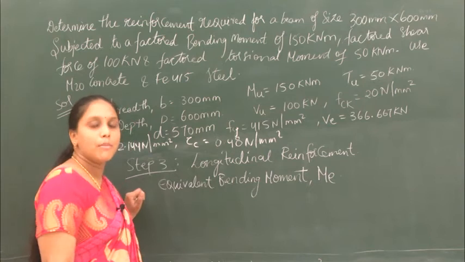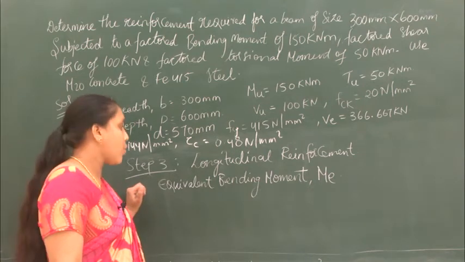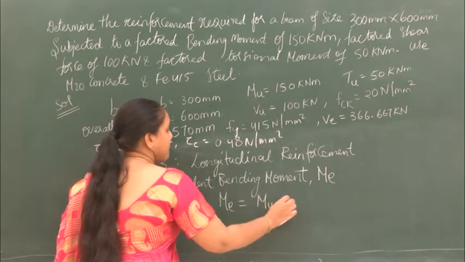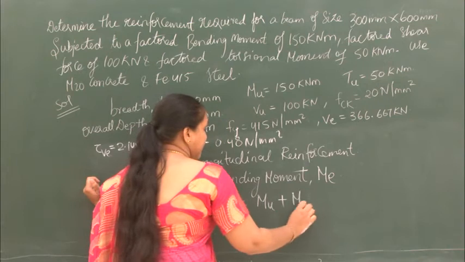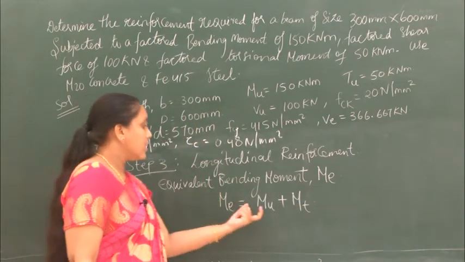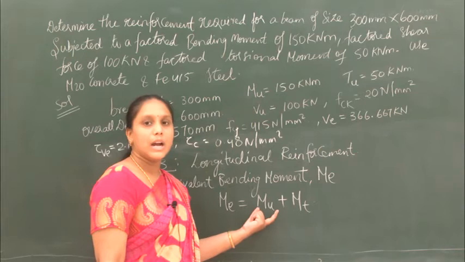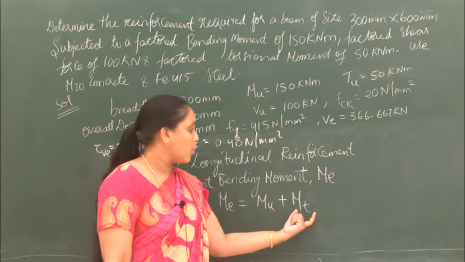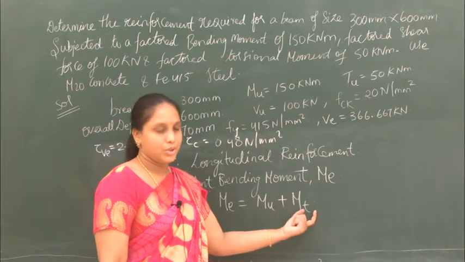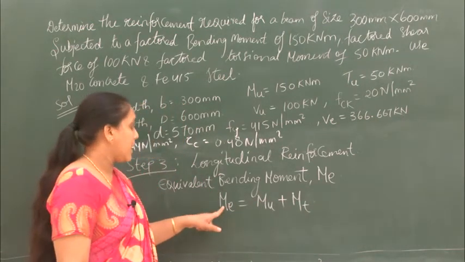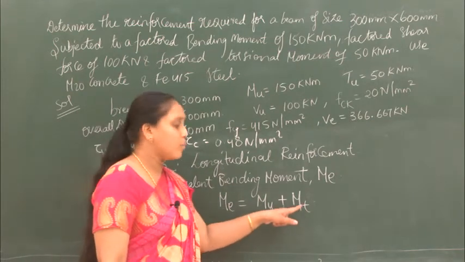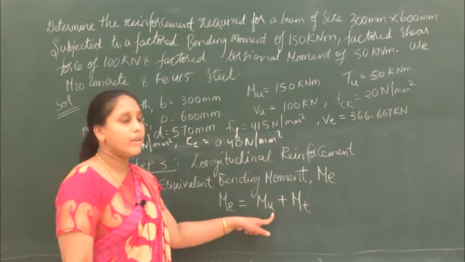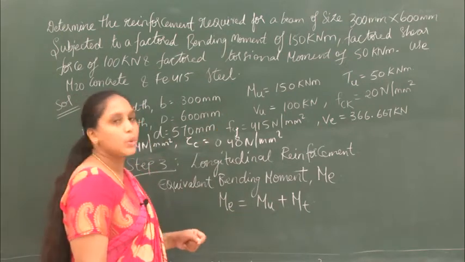So what is the formula for calculating ME, which is given in IS 456-2000? It is ME is equal to MU plus MT. MU is the bending moment considering only the dead loads and the live loads, and MT is the bending moment considering the torsion. So MU is already given here. It is 150 kilonewton meter.